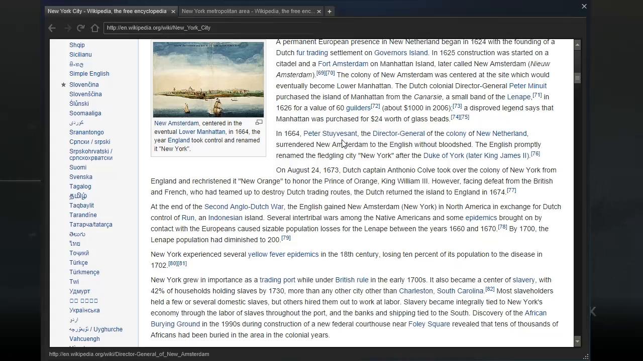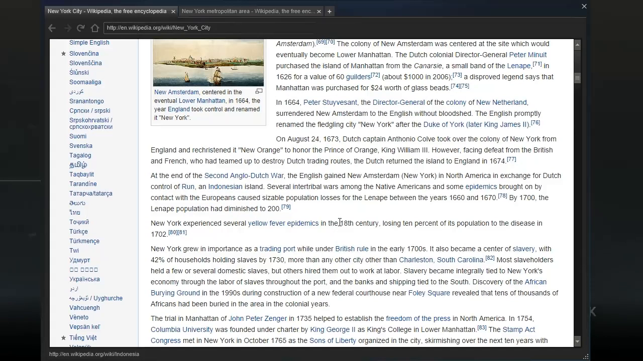So this guy gave it to England in 1664, and then about 9 years later the Dutch took it back, and then a year later gave it back to the English. At the end of the Second Anglo-Dutch War, the English gained New Amsterdam, New York, in North America in exchange for Dutch control of Run, an Indonesian island.